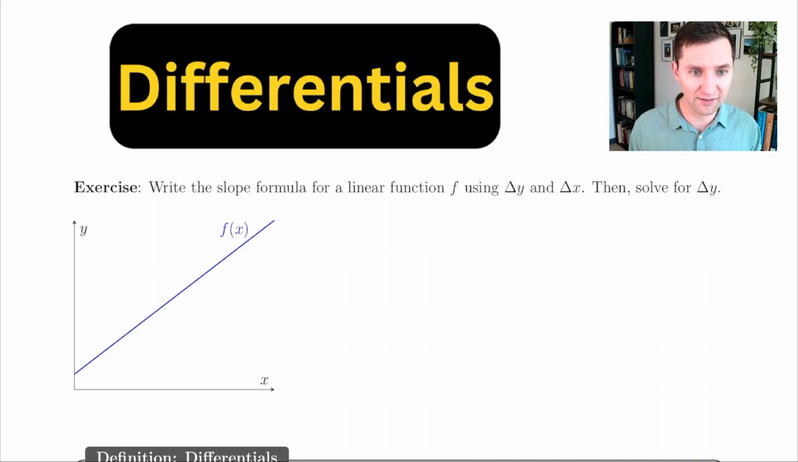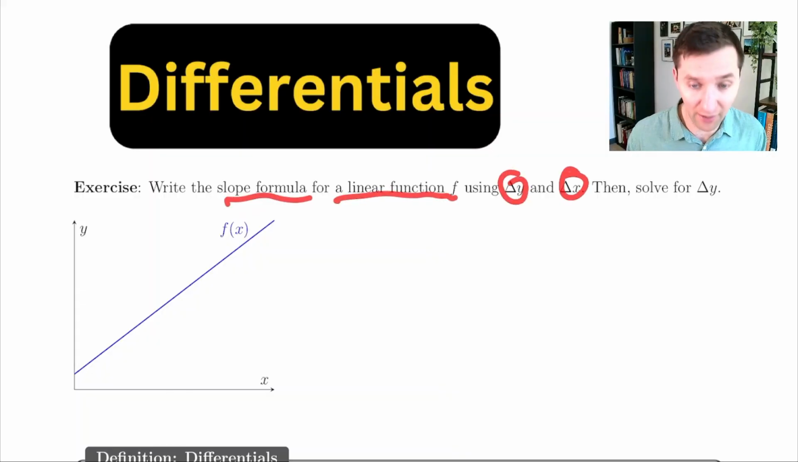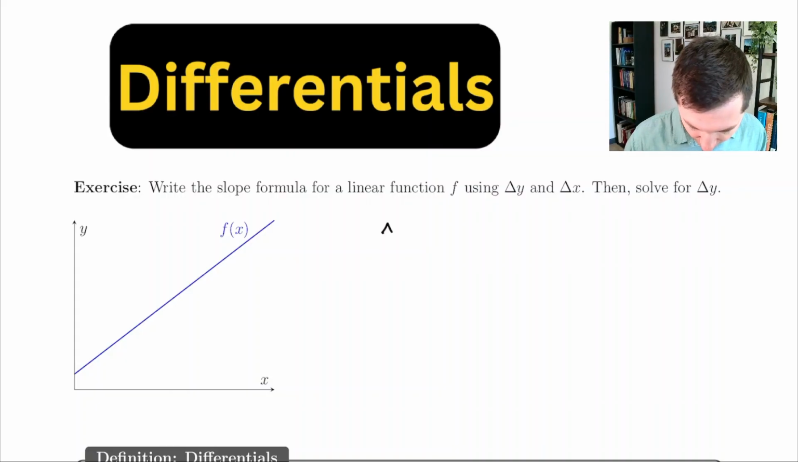In the first exercise, we must write the slope formula for a linear function f using delta y and delta x. To find the slope, you choose any 2 points on the graph of the function and you divide the difference in the y values of the 2 points by the difference in the x values of the 2 points. This gives you the slope.